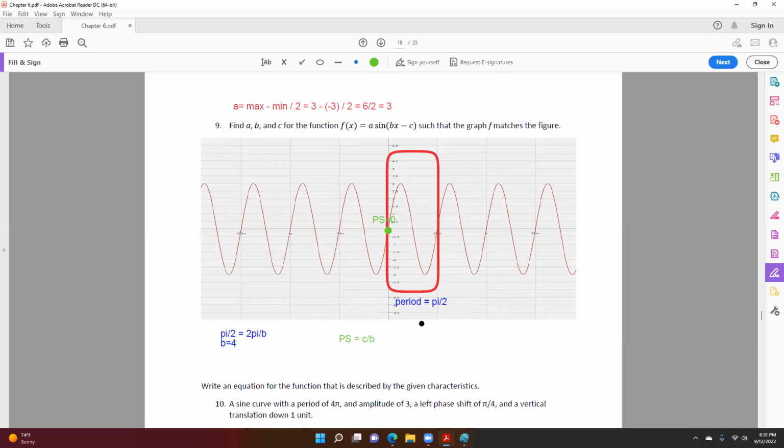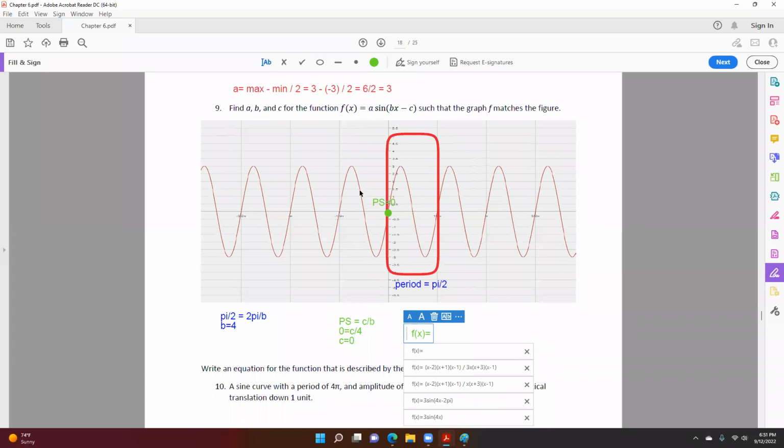We didn't move anything. So since our phase shift is 0, and B is 4 from what we found earlier, we find that C in this case is 0, because 0 divided by 4 is 0. So this is your answer. Your answer in this case will be f of x equals, where A is 3.